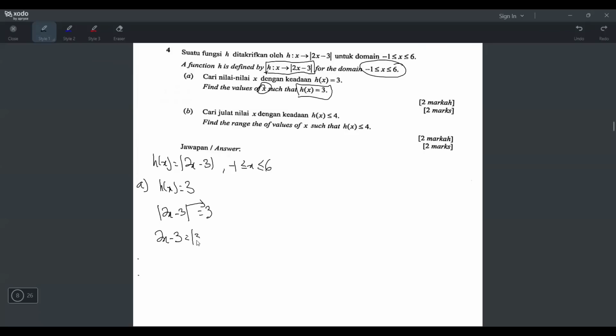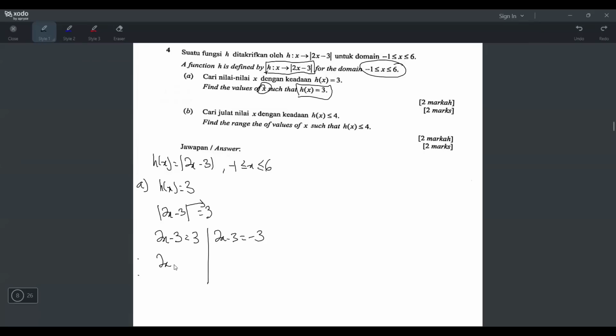You don't tell me something like this. You don't tell me, wah sir, modulus pindah jadi macam ni. Memang ada student buat macam ni tau. Like banyak tau in my class. Okay, for my own students lah, I see they all do like that. No, no, no, no, no. When you pindah modulus, you have two answers, one positive, one negative. It should be like this. 2x minus 3 equals 3, and then 2x minus 3 equals negative 3. This is how you pindah modulus. So remember, when you pindah modulus, got two answers, one positive, one negative.